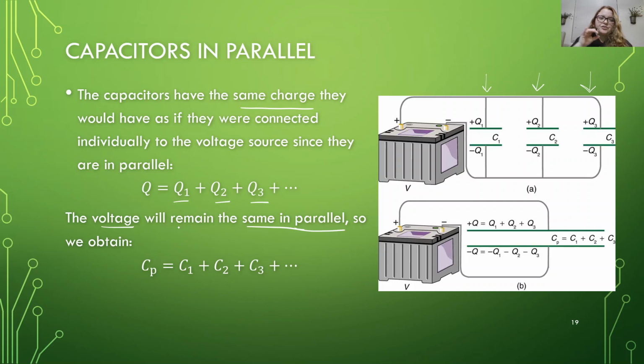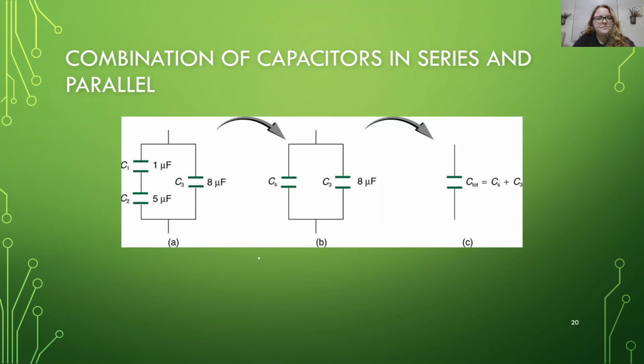And due to these two things and the equation that we were just looking at, capacitance is equal to Q over V, we find that the capacitance in parallel is equal to C1 plus C2 plus C3. Okay, so again, this might be a little bit tricky to get used to because it's kind of opposite to the resistors that we were looking at before. But hopefully this makes sense for us, okay?